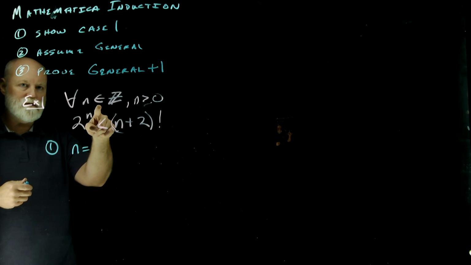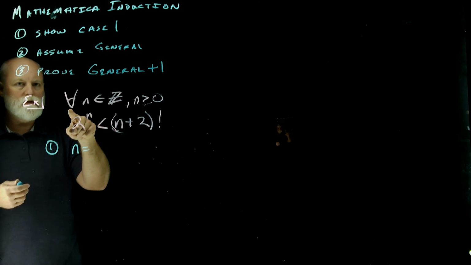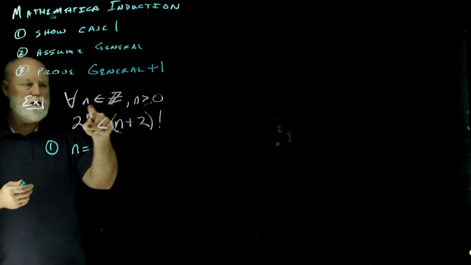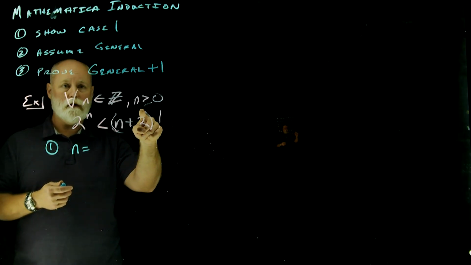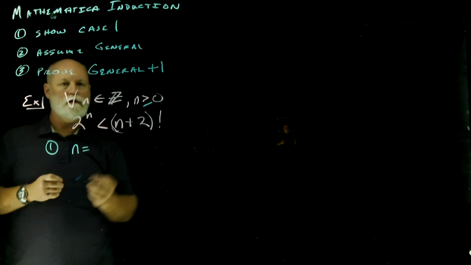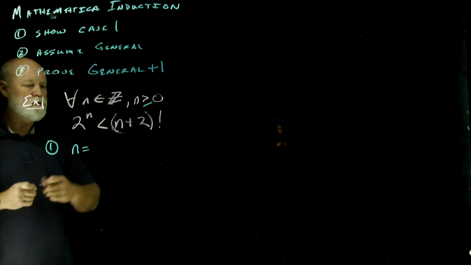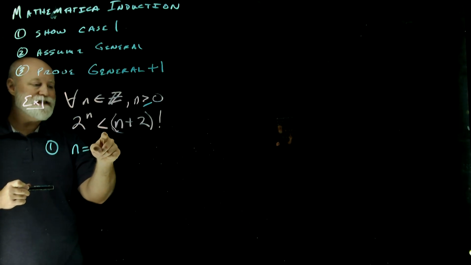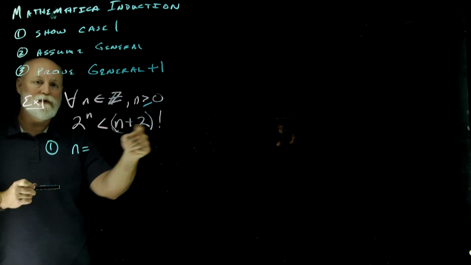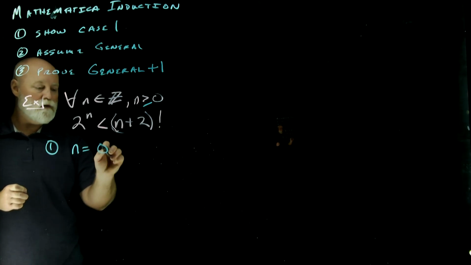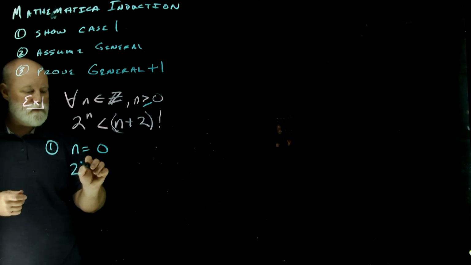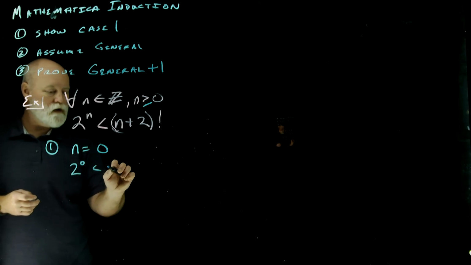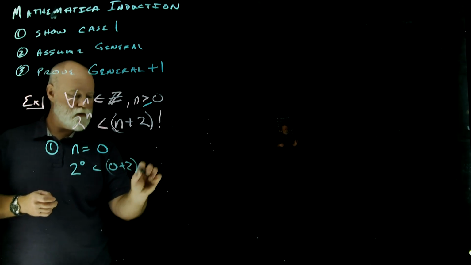This E-looking thing is a mathematical symbol for belonging to. So for all the values of n belonging to the integers that happen to be greater than or equal to 0, you can't really see it very well, but there's a line there, so greater than or equal to 0, 2 to the n power is less than (n + 2) factorial. So let's let n equal 0. This is our primary case here. So we get 2 to the 0 less than 0 plus 2, right?